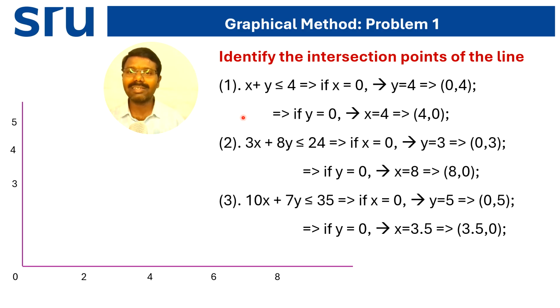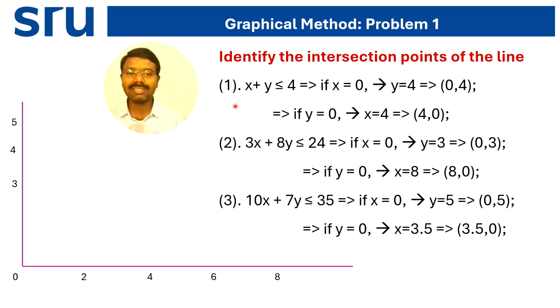Here x plus y is less than or equal to 4. In order to draw the line, we consider it as equal to 4, x plus y equals 4. If x is equal to 0, then y will be 4, so the line passes through the point 0 comma 4. If it intersects the x-axis, y will be 0 there. If y is equal to 0, x will become 4, so the line also passes through the point 4 comma 0.